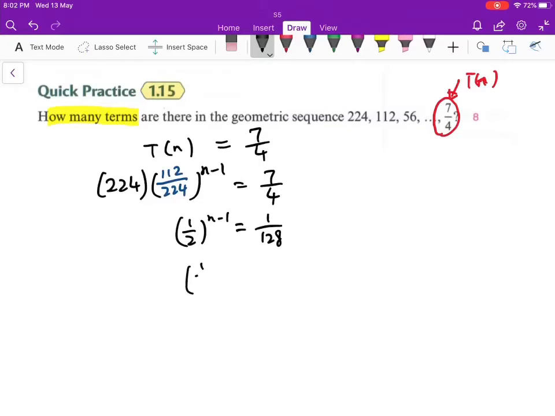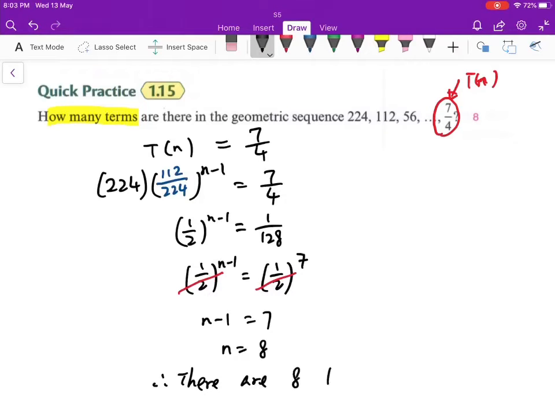Now again, the same case. Use the calculator, try and error, okay? To find out actually 2 to the power what will equal to 128. So just use the calculator to type several times. You will find out actually this is power 7. So now, because the base is the same, we cancel the base. We will know that the power should be the same, so n will equal to 8, okay? So how many terms there are? There are 8 terms, okay? Answer the question. There are 8 terms in the sequence, okay? That's it. So 1.15 done.